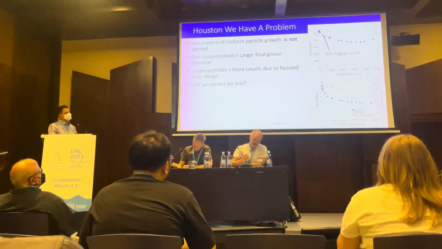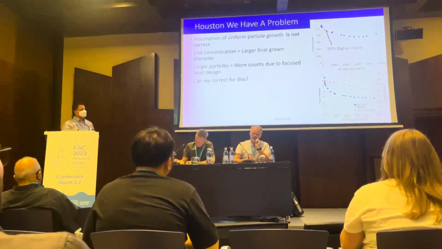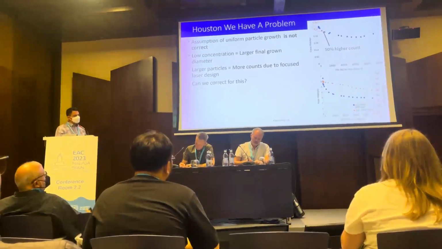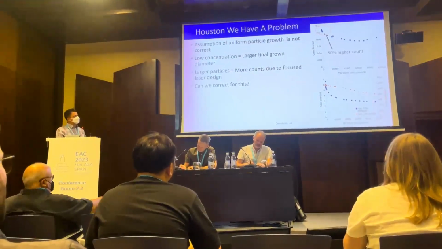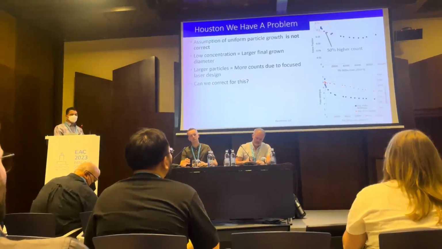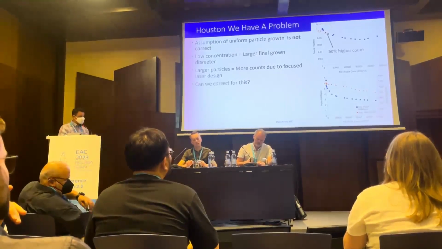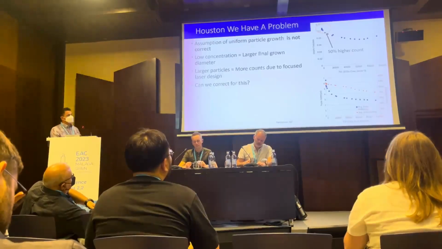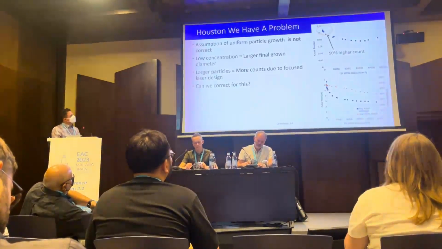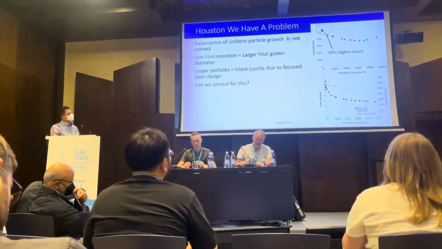We see that our average pulse height is growing larger at lower concentration, and also the pulse width. We do clip, but we still get information from that. Wider pulses are bigger, and we see that happen too. So particle size is changing with concentration, and that's a problem for a CPC. Larger particles equal more counts, and then we need to correct for that.